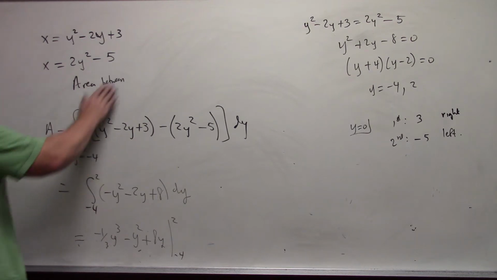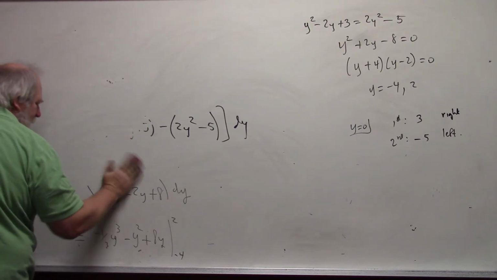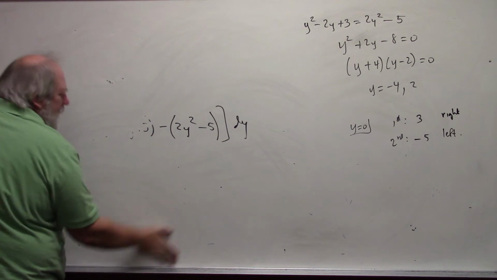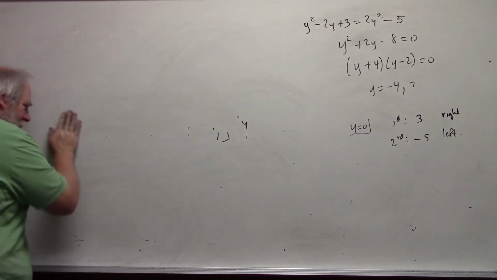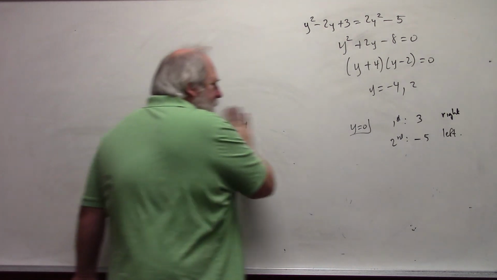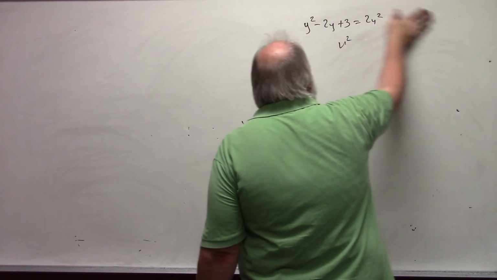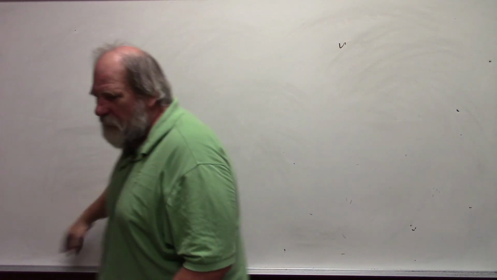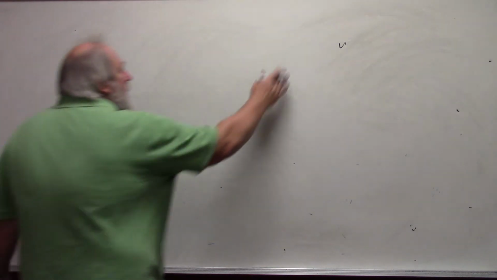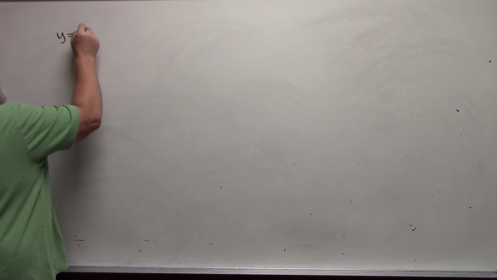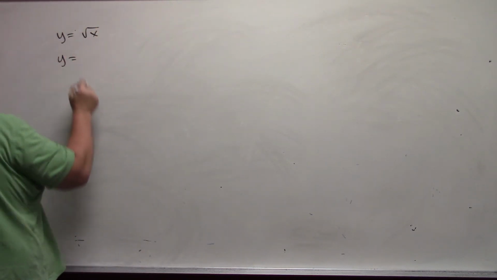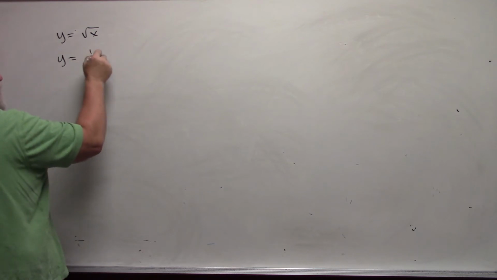I want to do one more example. And in this example, we're going to actually calculate the area two different ways, using both vertical and horizontal rectangles, thinking of it as functions of x and also as functions of y. So let's suppose I have y equals the square root of x and y equals 1/2 x.